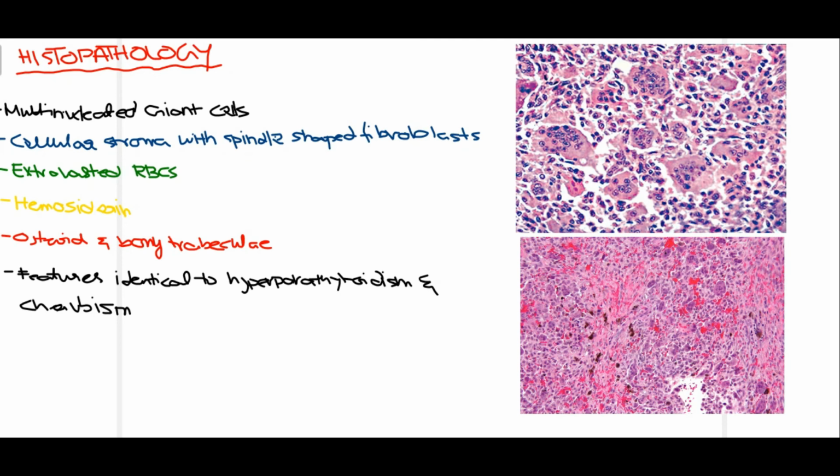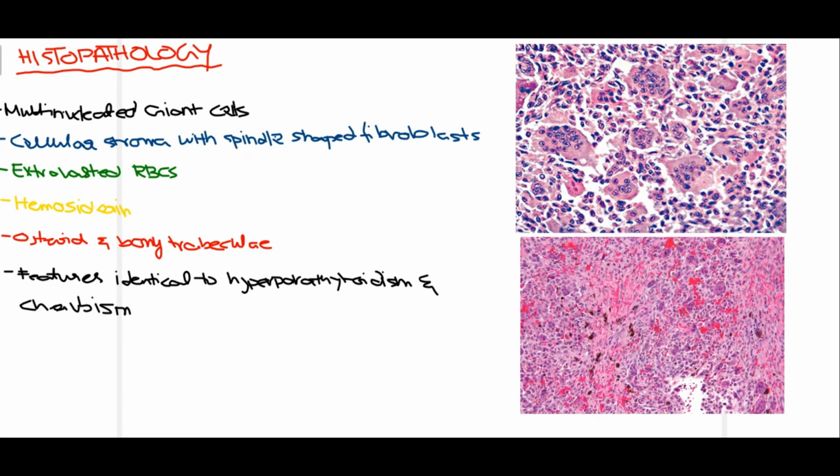Next, we have some cellular stroma which consists of spindle-shaped fibroblasts. As you can see, this is the stroma and there are fibroblasts scattered throughout. You can also appreciate them here, and these are the multinucleated giant cells. There are extravasated RBCs; you can see these pink areas all around. These are the RBCs. These brown pigmented areas which you can see are hemosiderin.